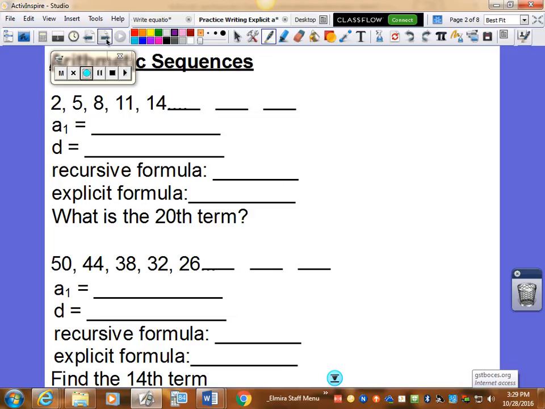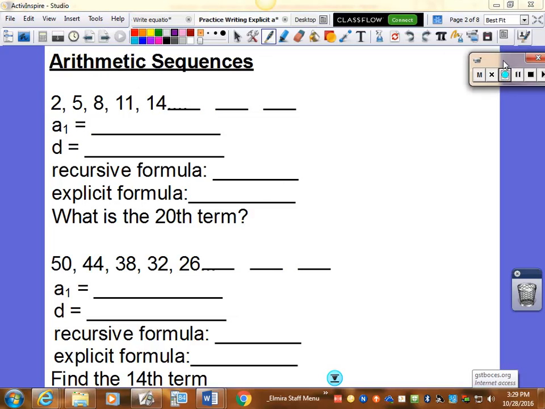Okay. Let's do the first example. All right. If I've got the sequence 2, 5, 8, 11, 14, I'm sure you can already tell me that my D is 3 because I'm adding 3 each time.